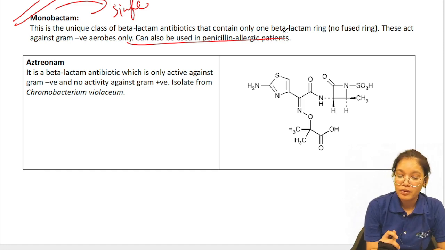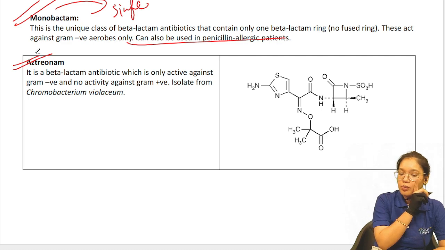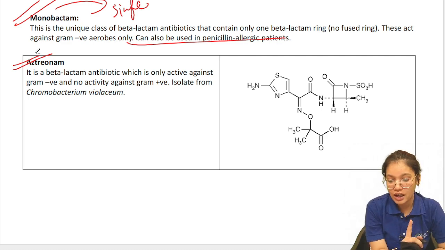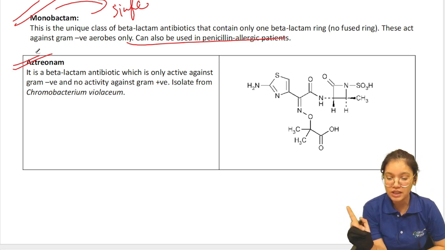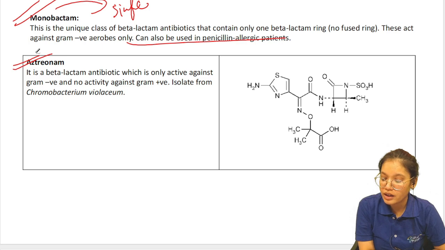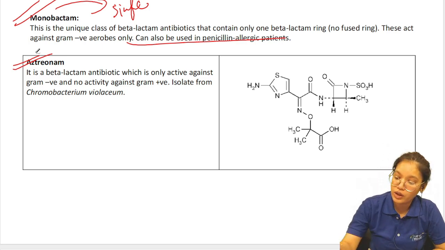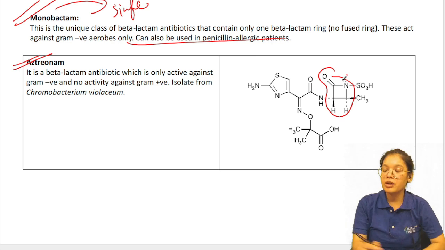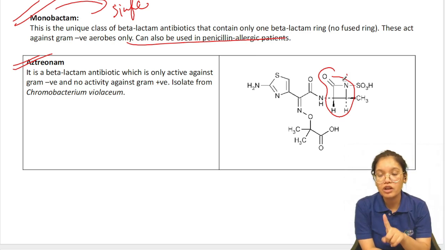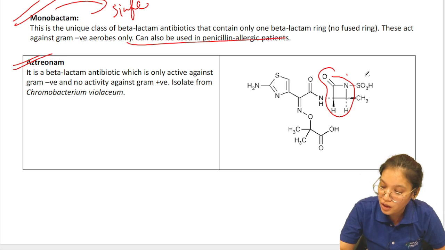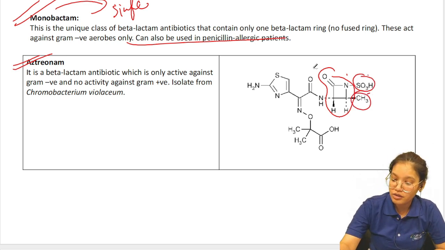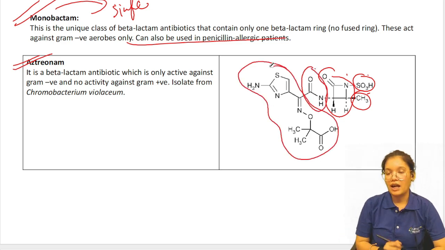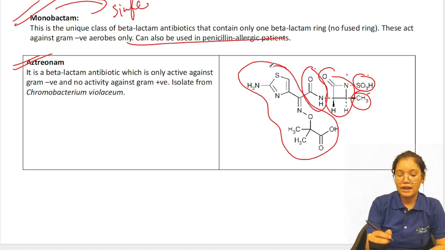Now Aztreonam. Aztreonam is a type of monobactam which is effective against gram-negative bacteria and has no activity against gram-positive bacteria. Here is the structure of Aztreonam. We have a beta-lactam ring with no fusion with any ring. Here we have an SO3H group and a CH3 group attached, and with the amide group we have a bulky group attached with a heterocyclic ring.